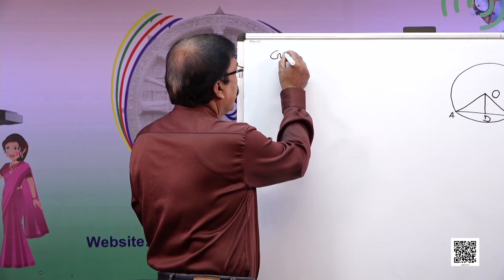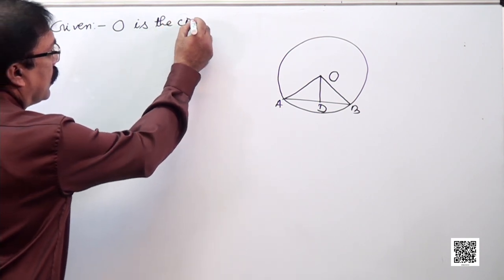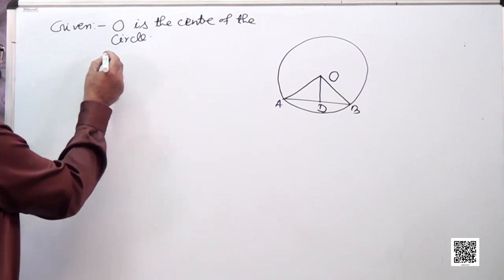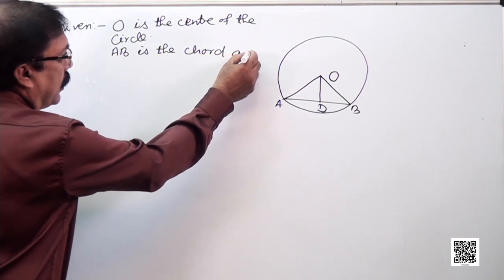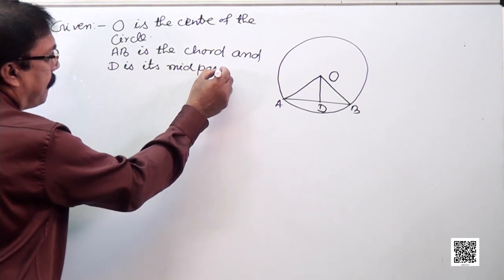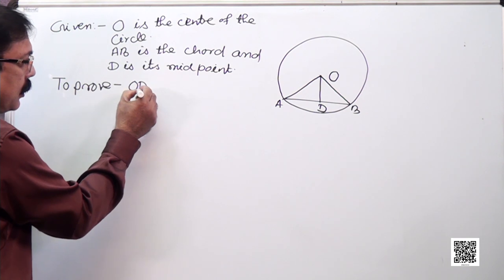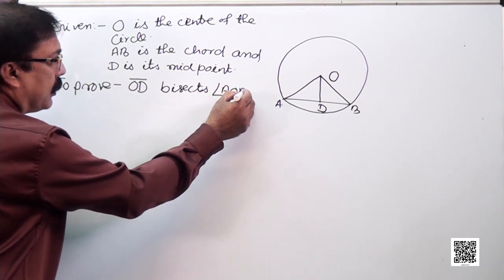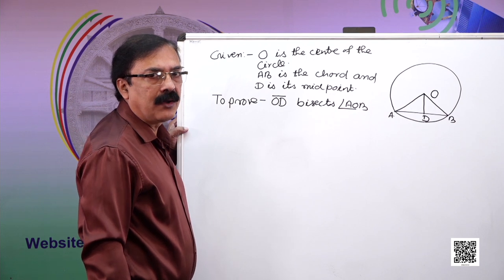So what is given? Here, given that O is the center of the circle and AB is the chord and D is its midpoint. What to prove? To prove OD bisects angle AOB. Now you see, here we have two triangles. We need to prove the congruency of these two triangles.